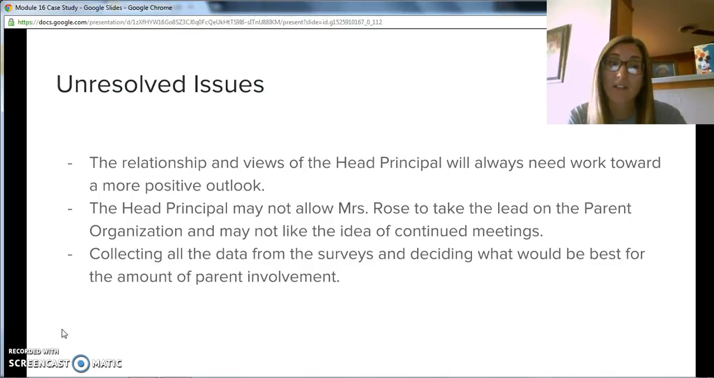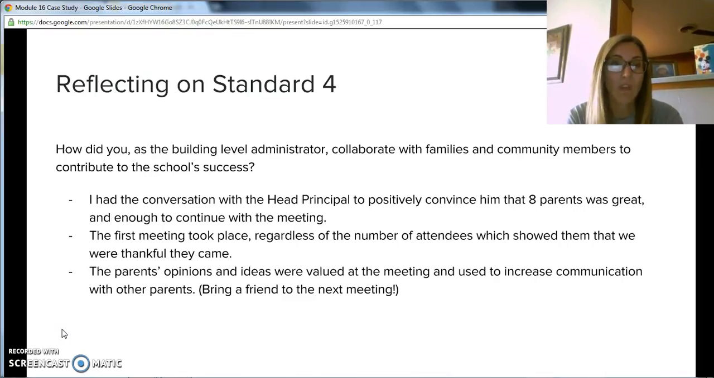So there will be some parents that don't want to be involved probably at all, and some that want to be overly and extremely involved. So just finding that common ground for what will work best. Just some questions when reflecting on Standard 4. How did you collaborate with families and community members to contribute to the school's success?